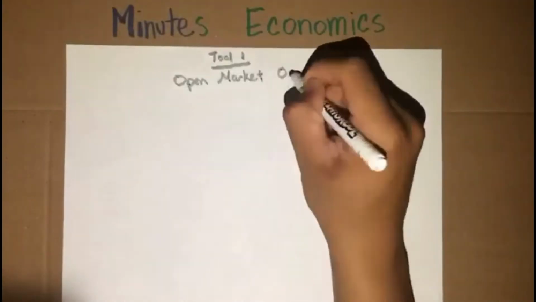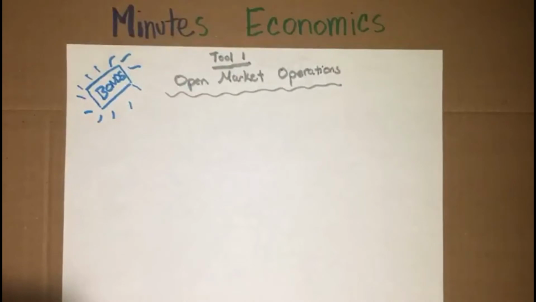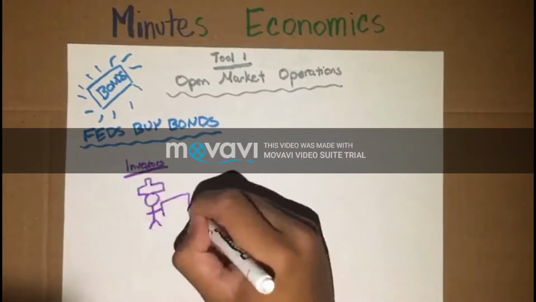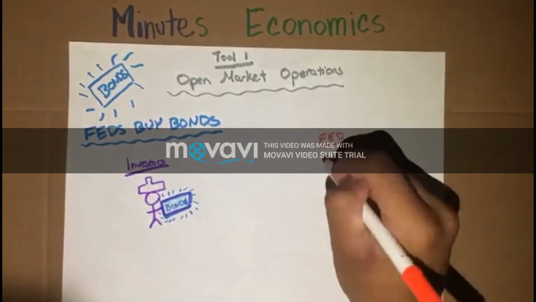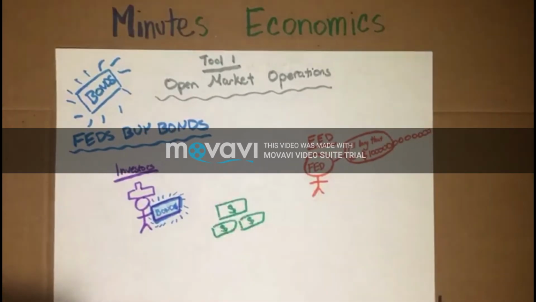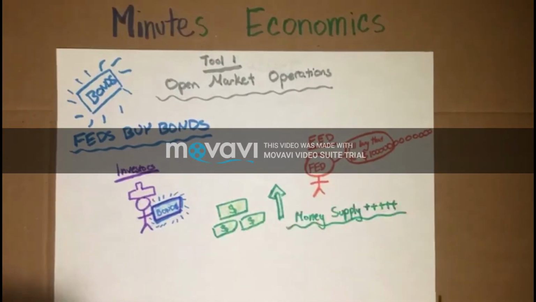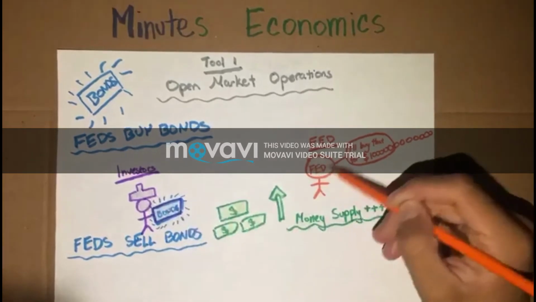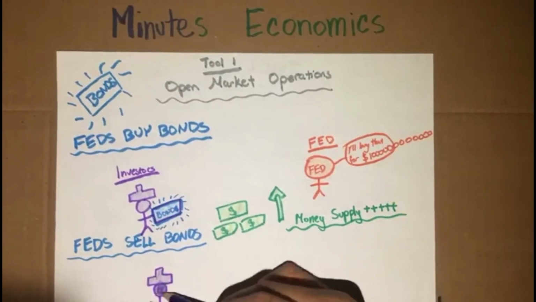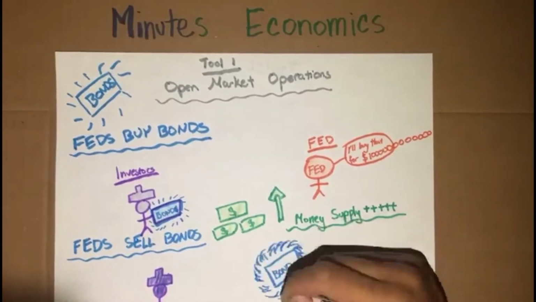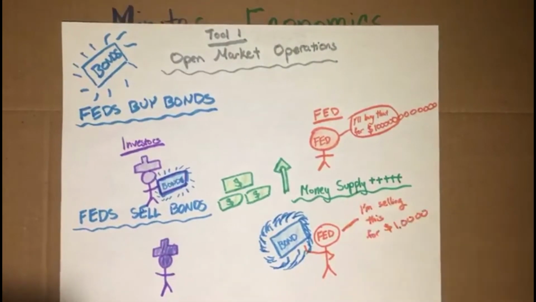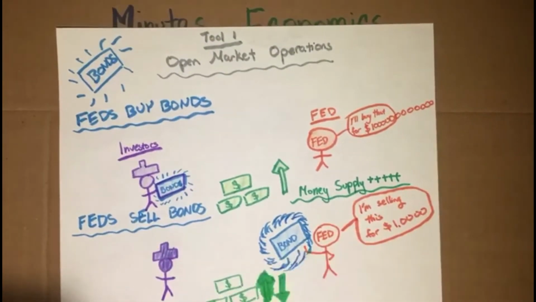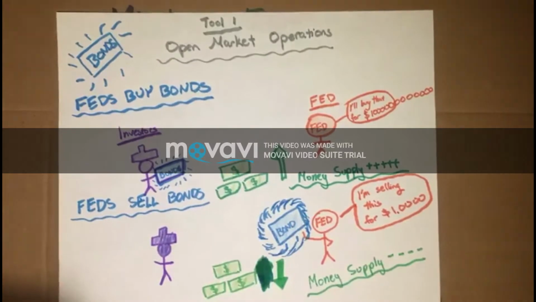For open market operations, the Federal Reserve buys and sells bonds. And when the government buys bonds back, money is given back to investors, increasing the money supply. On the other hand, as the government sells these bonds, money is being taken away from investors, thereby reducing the money supply. This also affects the federal funds rate, the interest rate at which banks borrow from one another, as a change in money supply affects interest rates.